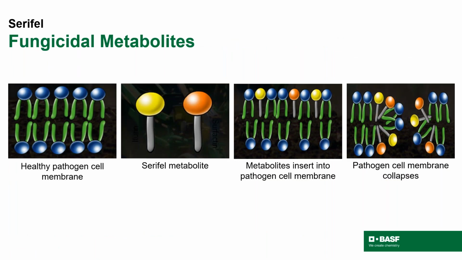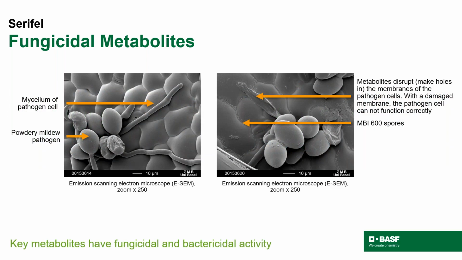Thirdly, and most interesting, is the third mode of action, which involves breaking down the pathogen cell. A healthy pathogen cell comes in contact with Serifel metabolites. The metabolites insert themselves into the pathogen cell membrane, and this causes the pathogen cell membrane to collapse. We have kind of a neat picture to show that.